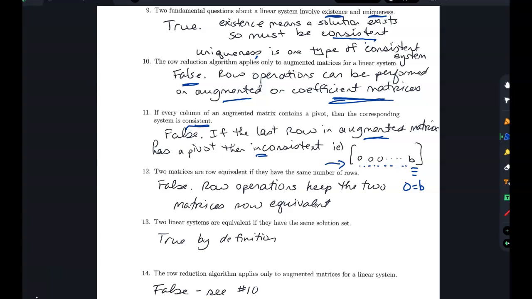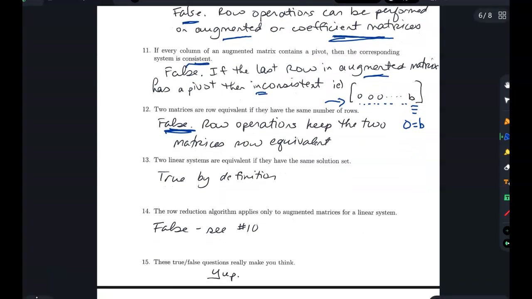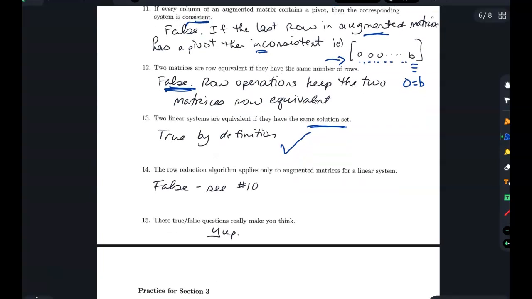Two matrices are row equivalent if they have the same number of rows. No, you've got to do row operations. Just having the same number of rows doesn't make them the same. Two linear systems are equivalent if they have the same solution set. Yes, same solution set means you did row operations to get from one to the other.